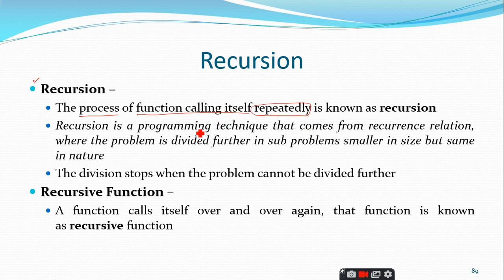I told you already. And this is a historical background, how we got this recursion. So recursion is a programming technique that comes from the mathematical background, which is called the recurrence relation. You might have seen the concept of recurrence relations, where the big problem is divided into sub-problems, and those smaller problems will be of smaller size, but they are of the same structure, the same behavior, the same nature.